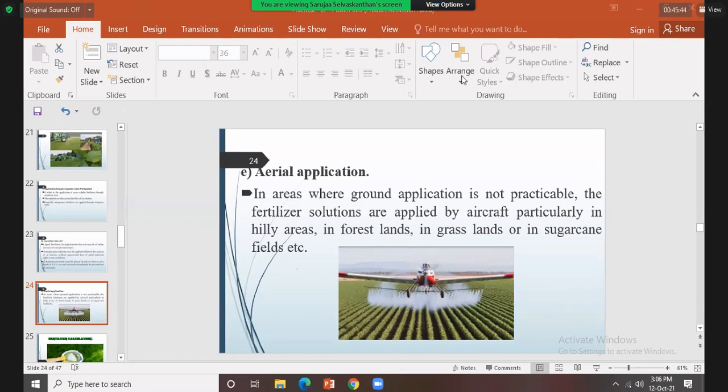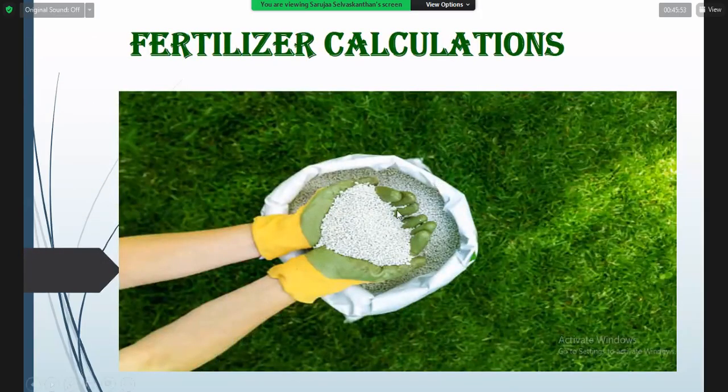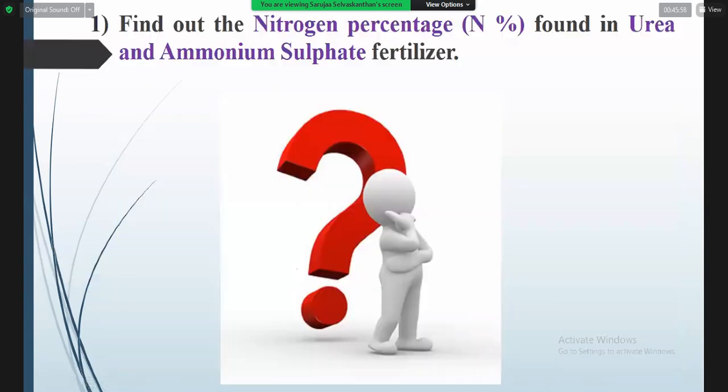Someone said criteria number 1 is also now available. I will call because time is not enough, so we can move to the next part. Fertilizer calculation: these are important for your practical written exam.